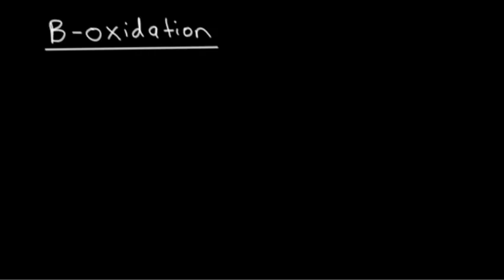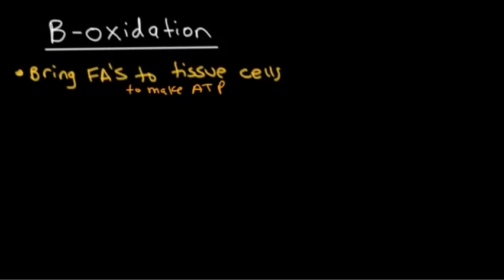Hello everyone, in this video we will talk about beta-oxidation. In this process, the goal is to bring free fatty acids to the tissues that need it and break it down in the mitochondrial matrix to make acetyl-CoA.